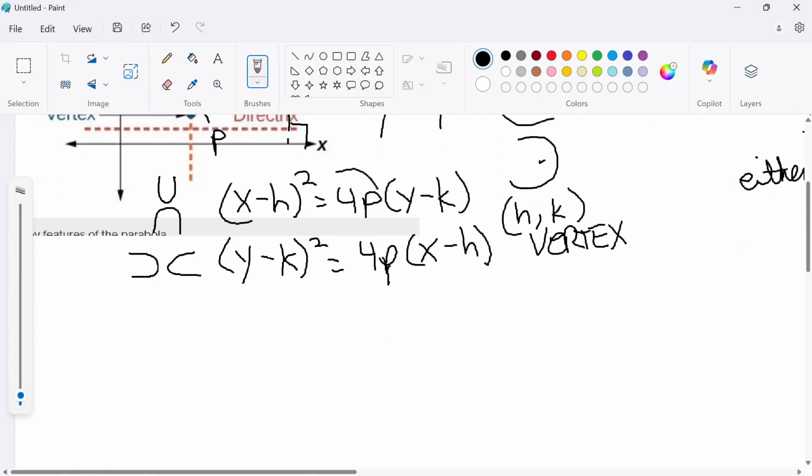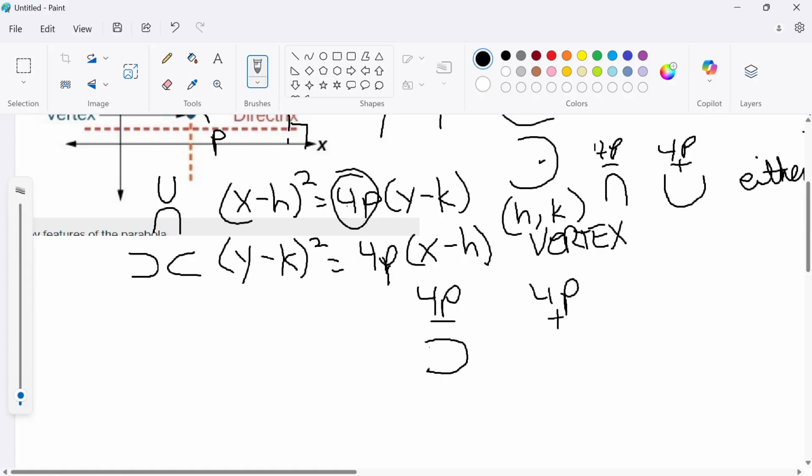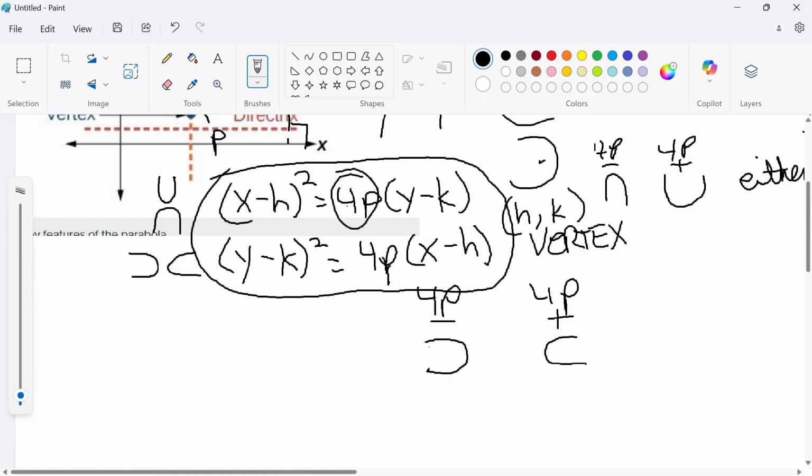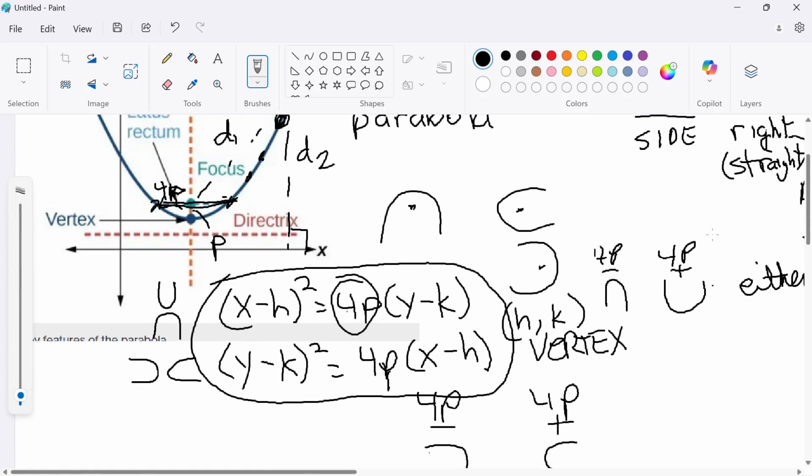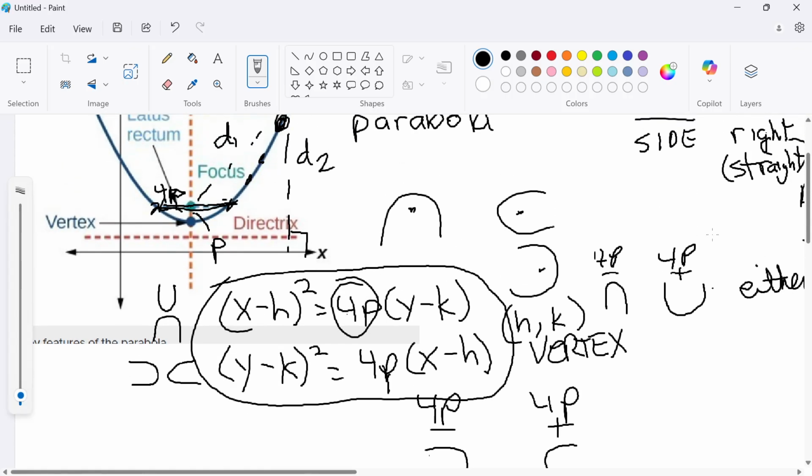If this number is negative, then it's going to be a down parabola. And if this 4p is positive, it's going to be an upward parabola. It opens upwards. Here, if 4p is negative, it's going to open to the left. If 4p is positive, it's going to open to the right. That's why it's a good idea to put a parabola into the vertex form of the equation, so you can easily see where the vertex is, what the p is. So then you can find the distance to the focus and find where the focus is. You can find the distance to the directrix and what the directrix is.